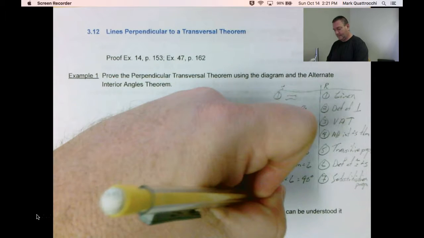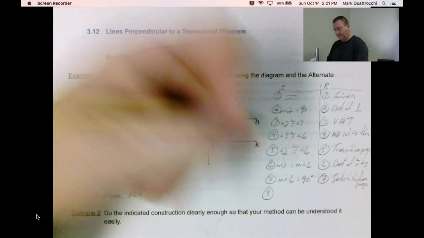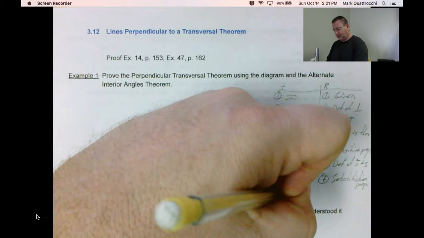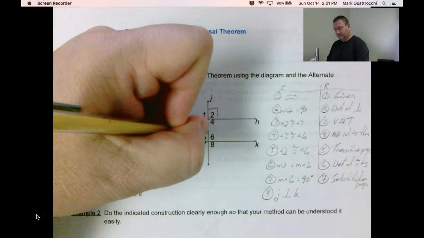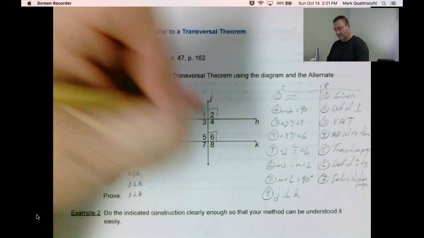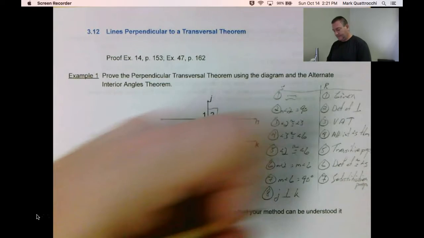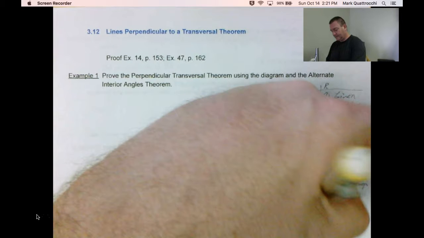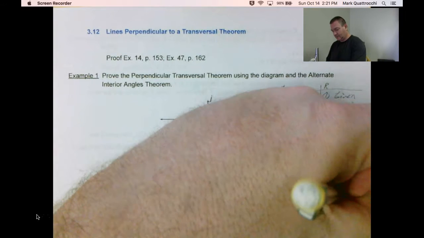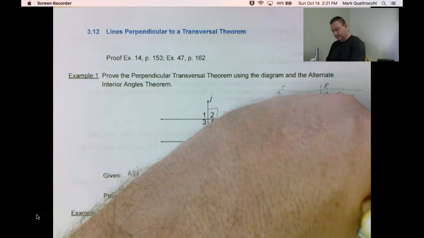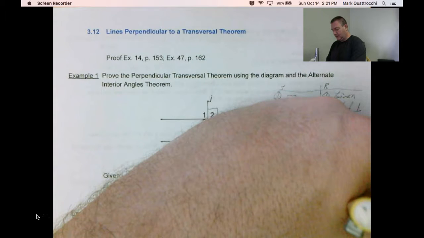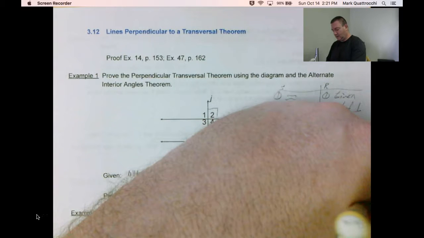Therefore, statement 8, line J is perpendicular to line K, since we just made angle 6 a right angle. Definition of perpendicular lines. Q.E.D.